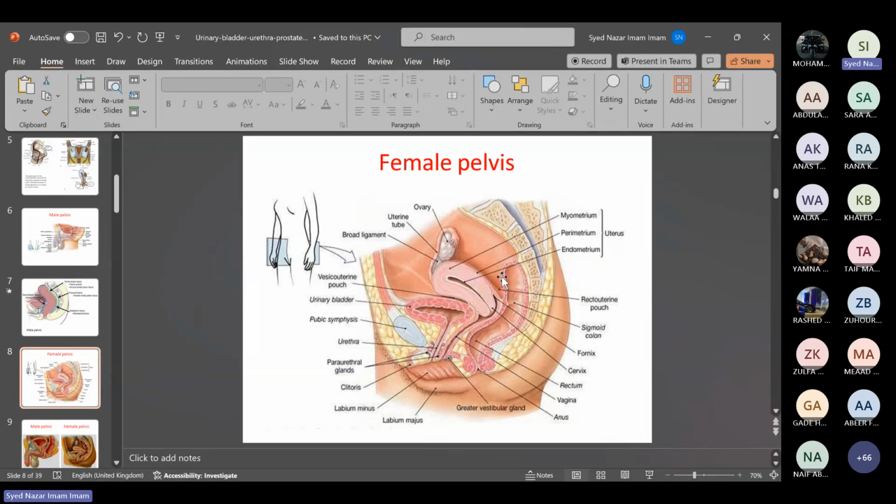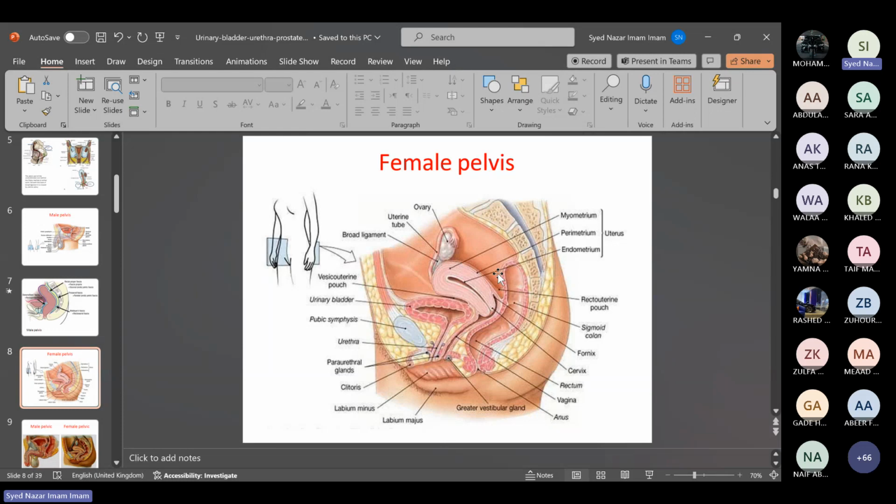Again, these are the most dependent parts. If there is any inflammatory process in the peritoneal cavity, the secretion or the abscess or the blood will come down in the pelvis while the patient is standing, and it will first accumulate in the recto-uterine pouch. These are the most dependent part in the female.